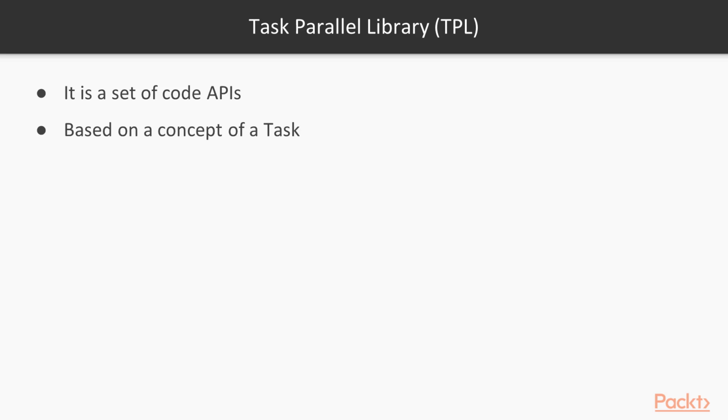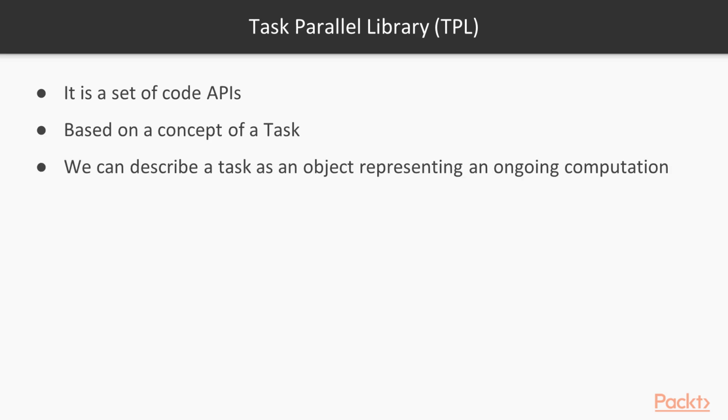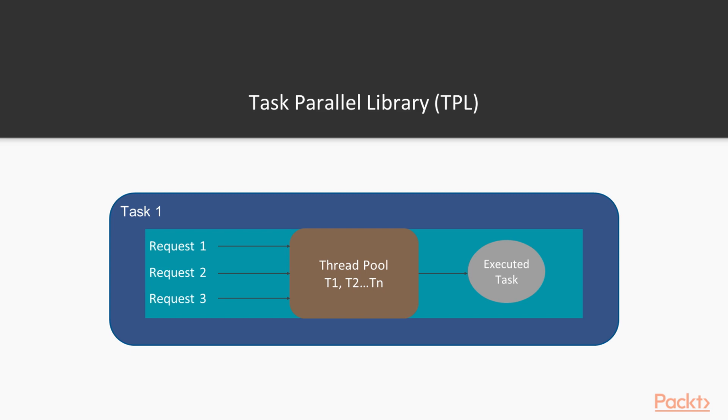TPL stands for Task Parallel Library, a set of code APIs, and it is based on the concept of a task. A task represents an asynchronous operation. Also, we can describe a task as an object representing an ongoing computation. Because it is an object, we can check its status and manipulate it. The task object handles the infrastructure details and provides methods and properties that are accessible from the calling thread through the lifetime of the task.